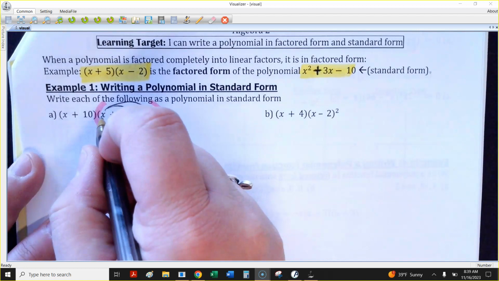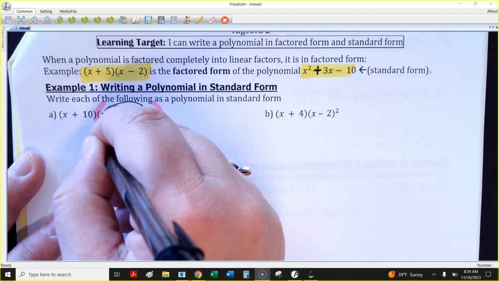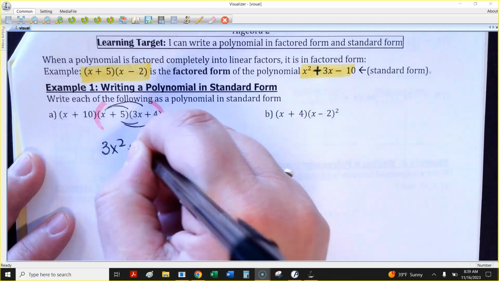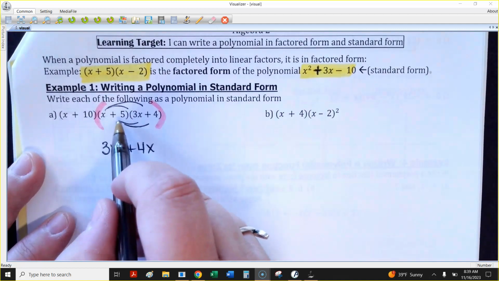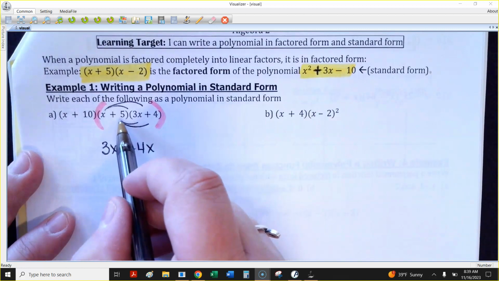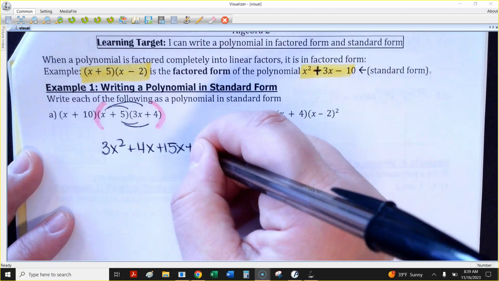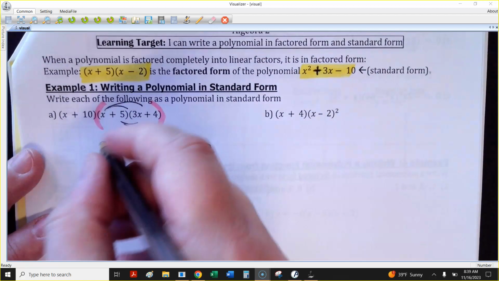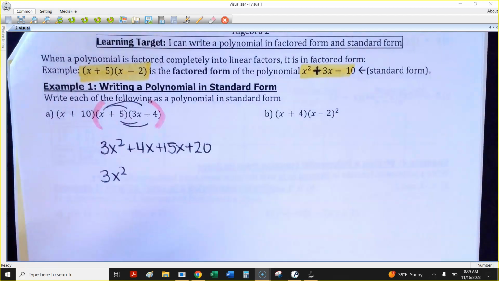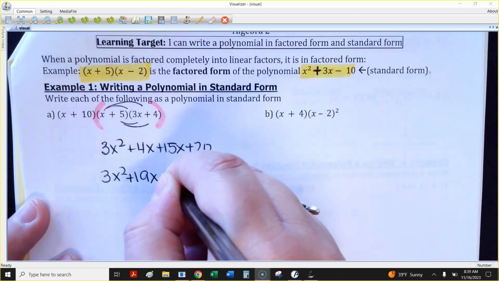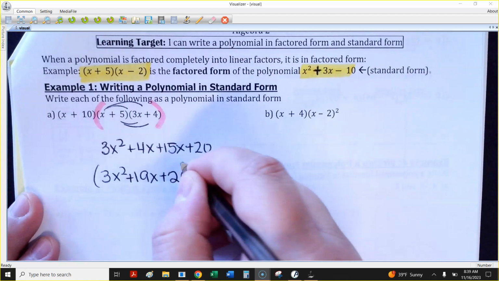If I do x times 3x, we're going to get 3x squared. X times 4 is going to give me 4x, and then I'm going to multiply 5 by both terms. So 5 times 3x would be 15x. 5 times 4 is 20. And then most of the time, you're able to combine some like terms, and I can do that here, the 4x and the 15x. We can put those guys together. Those are like terms. That'd be 19x plus 20. And so I've multiplied those two together.